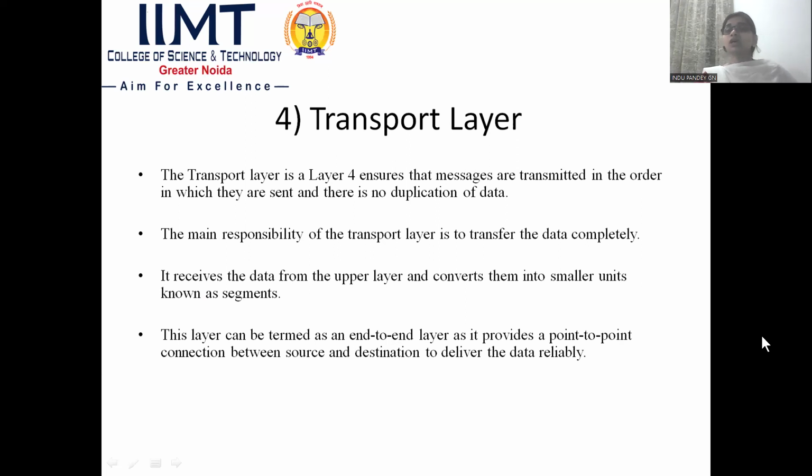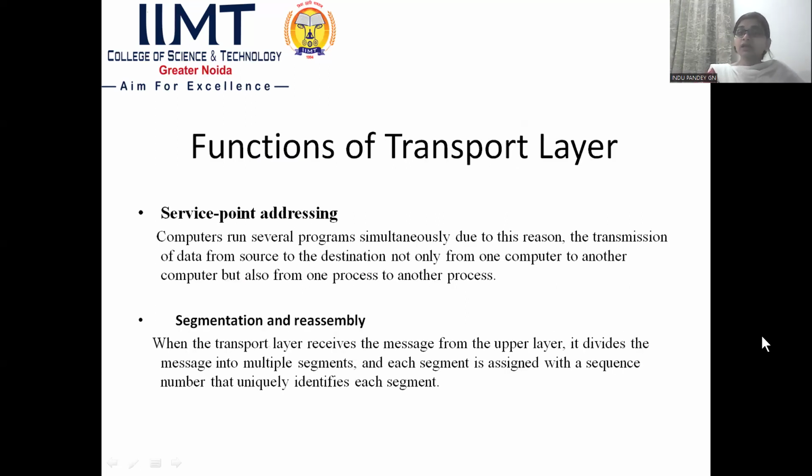The transport layer has many other functions. These are service point addressing. Computers run several programs simultaneously. Due to this reason, the transmission of data from source to destination is not only from one computer to another computer but also from one process to another process. This means there are many processes running on a computer simultaneously. We need to manage these processes so that there is no kind of deadlock situation between the processes. The transport layer ensures that.